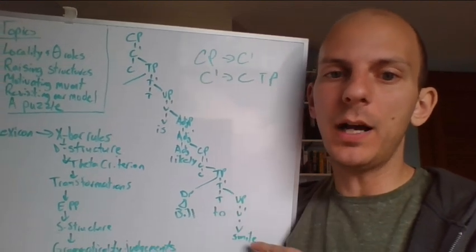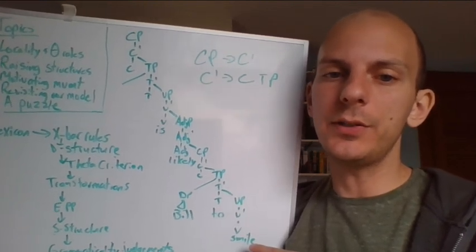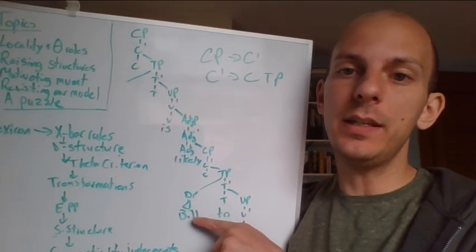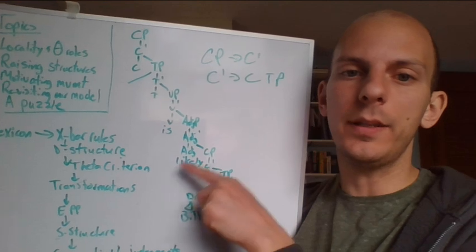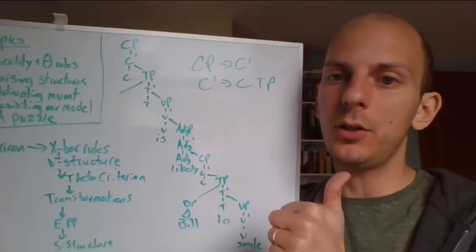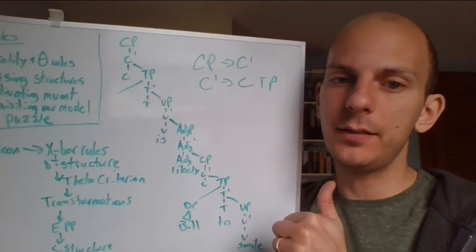Okay, smile. Recall our theta grid. Hopefully you still have it written down. One theta role, takes an agent DP, the smiler. Here it is, within its locality constraints, within its clause. Boom. Smile checks out, passes the Theta Criterion.